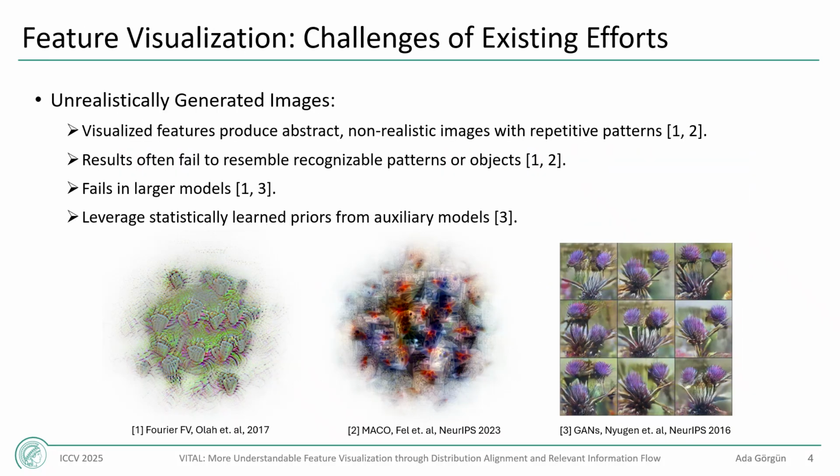Despite progress, many feature visualization results look abstract and show repetitive textures rather than recognizable structures. Scaling to larger models is unreliable, and some approaches depend on auxiliary priors, such as GAN-based regularization, which can bias the visualization away from what the original network encodes.